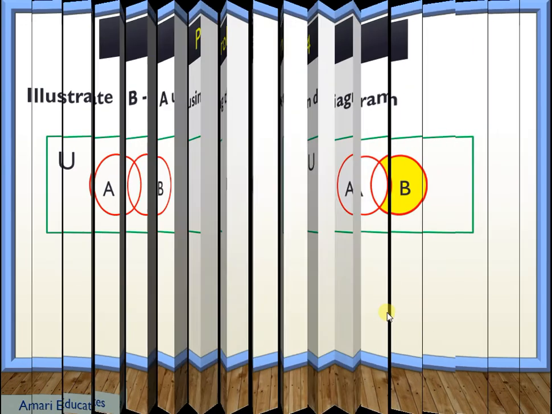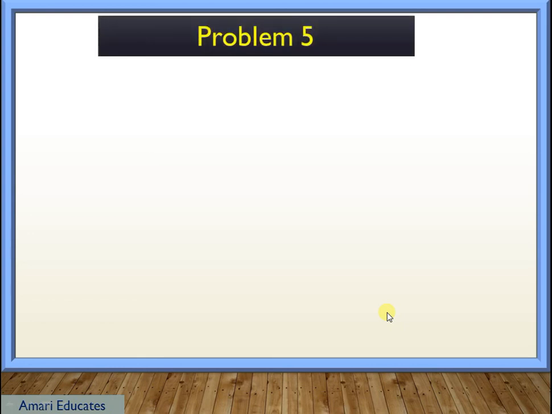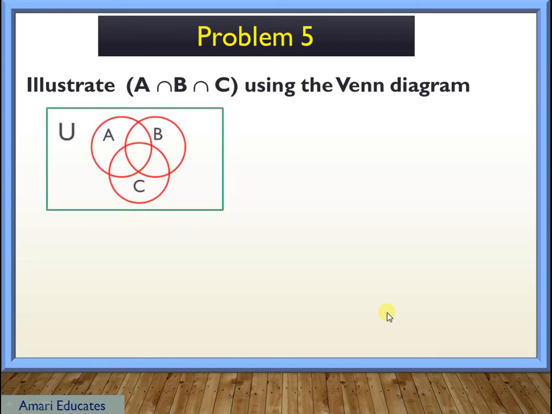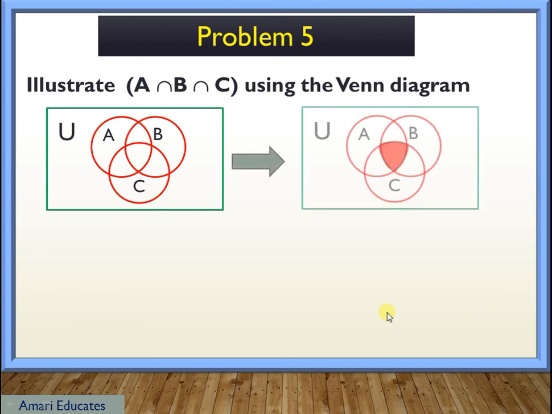Let's have more. Problem 5. Illustrate A intersecting B intersecting C using the Venn diagram. Time is up. And this is the answer.